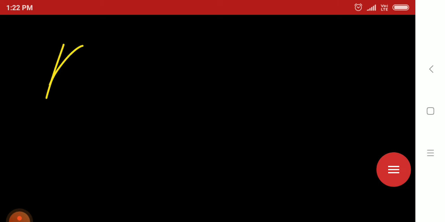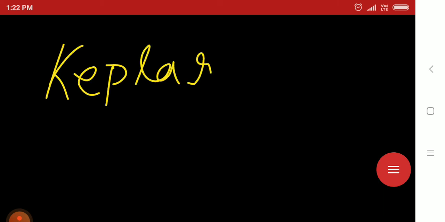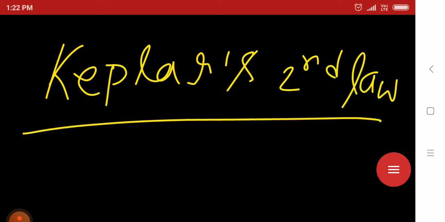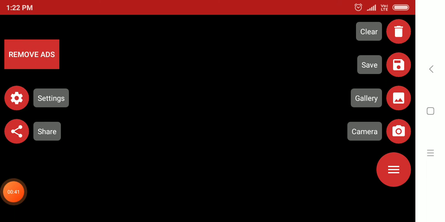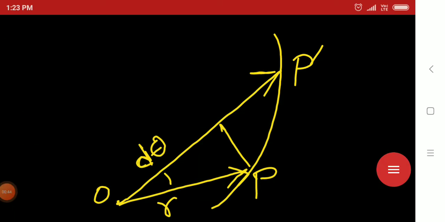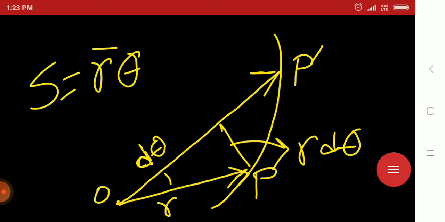First of all, Kepler's second law. What is that? In our previous video I showed you the figure, and I am showing you that figure, that drawing, again. Here r is the radius vector and it is r plus dr, and this portion is r d theta. This is d theta because we have discussed that s equals r theta.